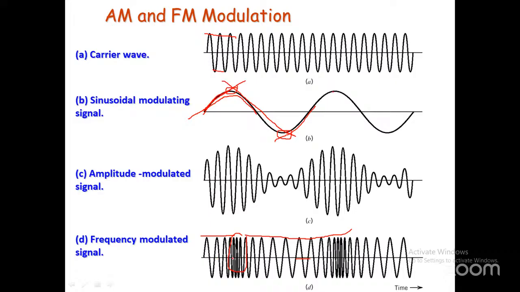So here, the frequency of the carrier is varying according to the amplitude of the message signal. Hence, it is called frequency modulation. And the amplitude remains constant so that the noise effect will be reduced.